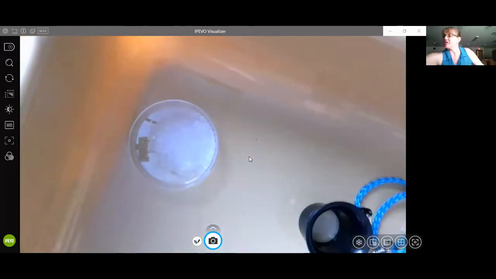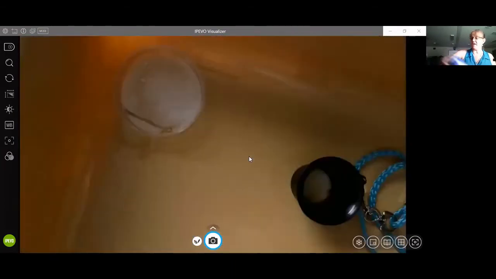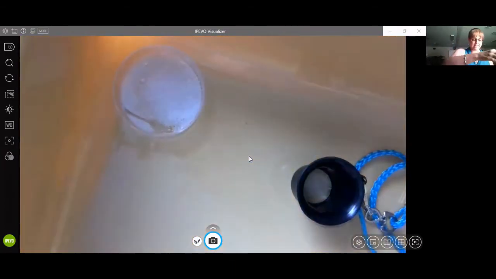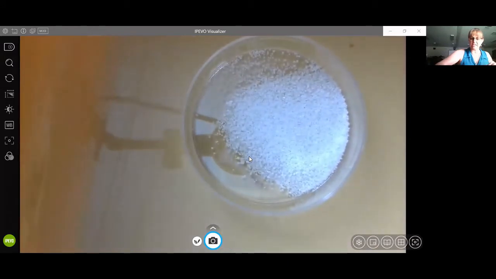Here is some table salt. I just poured it out of a container of salt. You see here the Great Value salt. And let's zoom in a little closer. You can see the crystals of salt.